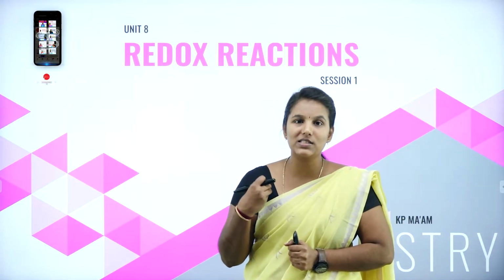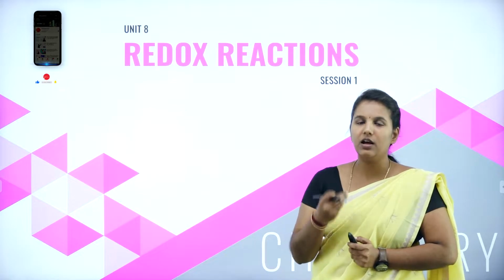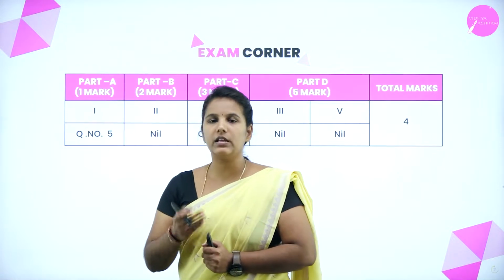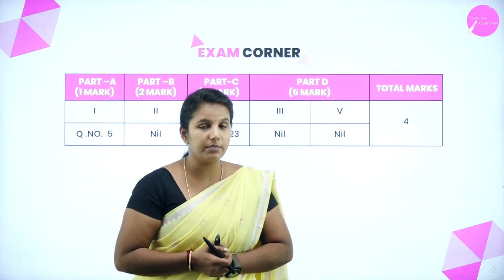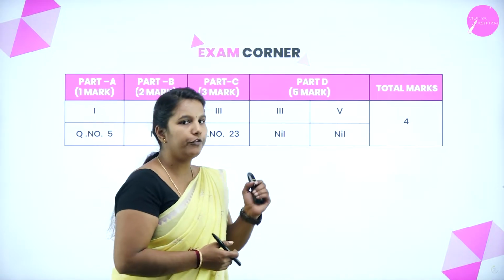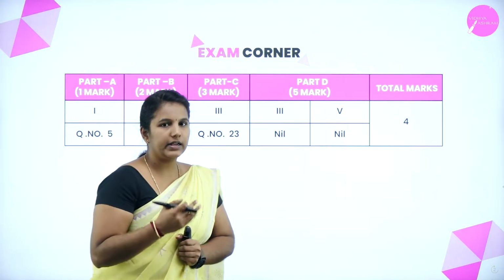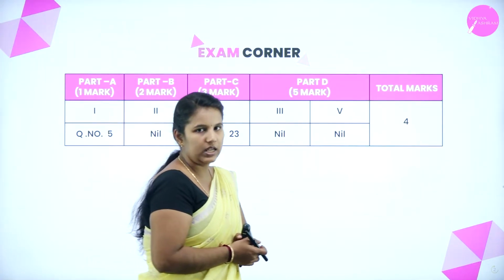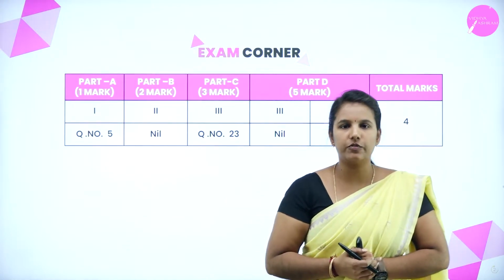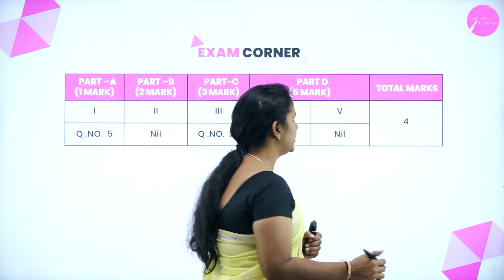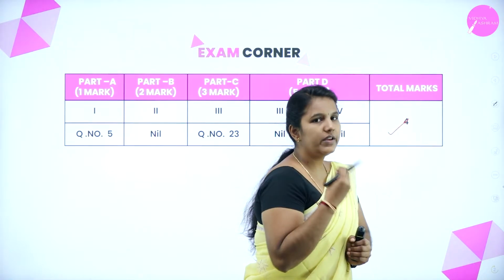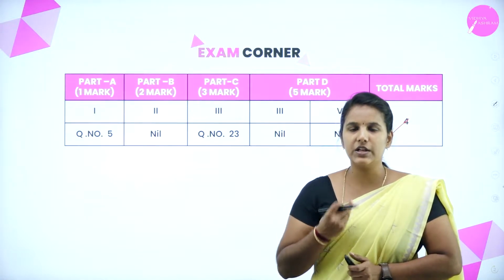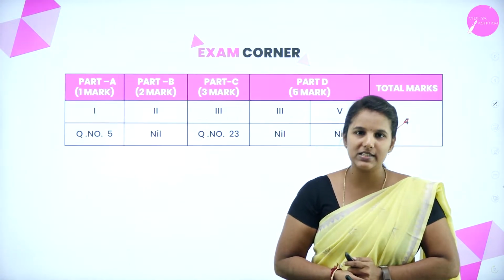Before going to discuss this unit, let's see the weightage of this unit. From this unit, we can expect one 1 mark question and one 3 mark question. Question number 5 in Part A comes from this unit, and question number 23 in Part C, which carries 3 marks, comes from this unit, and the total weightage is 4. So we can easily get 4 on 4 from this chapter. Let's see what we are going to discuss in this session.